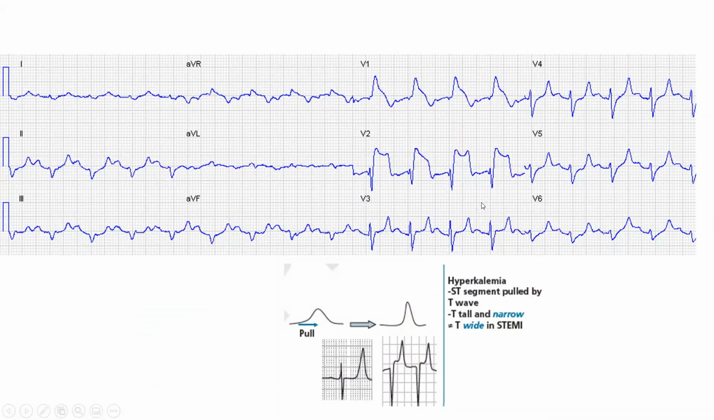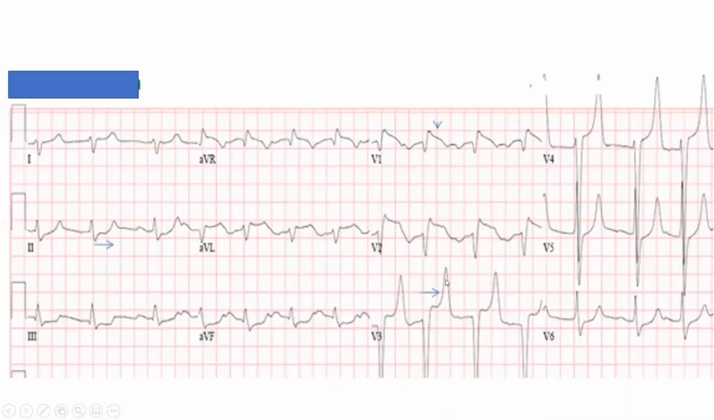So you can have ST elevation as well as diffuse ST depression in hyperkalemia. Keep in mind the T wave of hyperkalemia is very different from the T wave of STEMI. Typically, the hyperacute T wave of STEMI tends to be wide. Not like this, it tends to be wide. Although on occasion it can look like this, but it tends to be wide more than high.